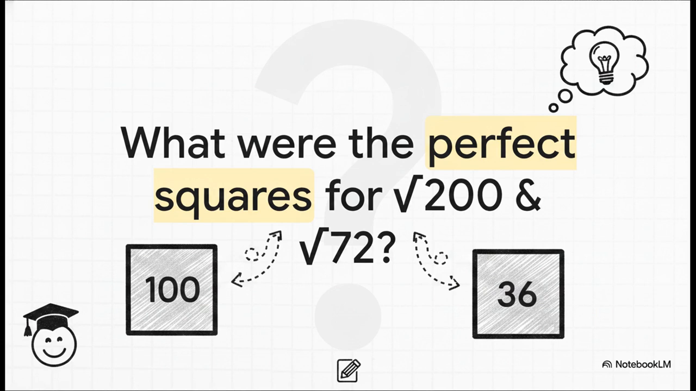For your practice question today to keep you sharp, grab a piece of paper and try simplifying the square root of 50 on your own. What perfect square is hiding in there? I'll leave you to figure that out.